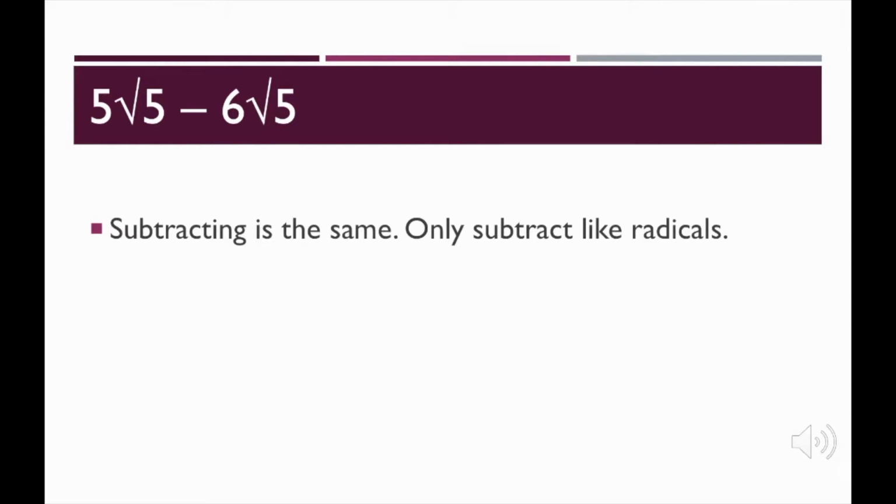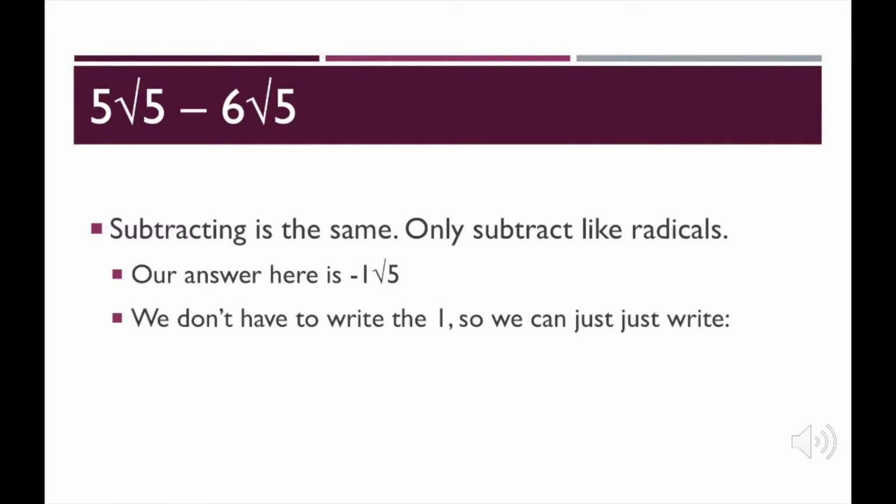Let's look at our third example. We have 5 times the square root of 5 minus 6 times the square root of 5. Subtracting is the same as adding. We only subtract things that look alike. Therefore, we take 5 minus 6, which is negative 1, and we just add the radical to the end. So our final answer is negative 1 times the square root of 5. We don't have to write the 1, so we really can just write negative square root of 5.